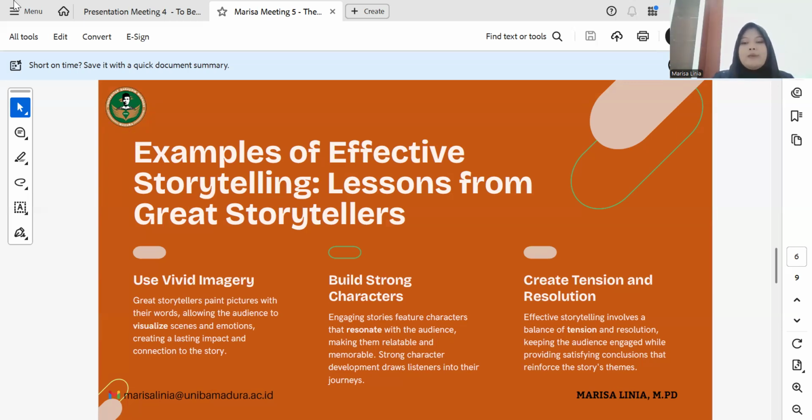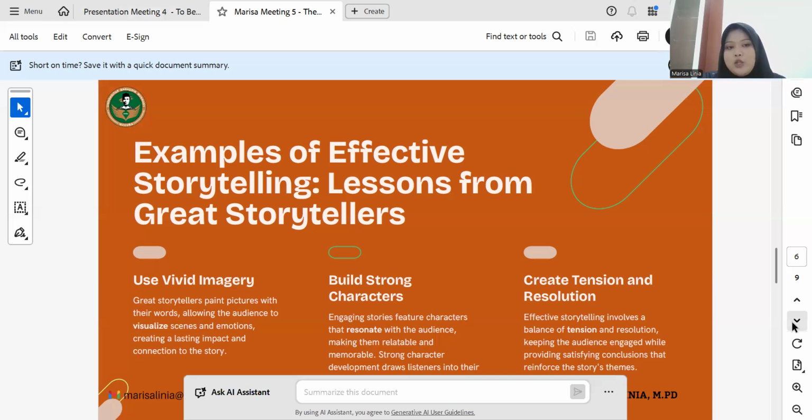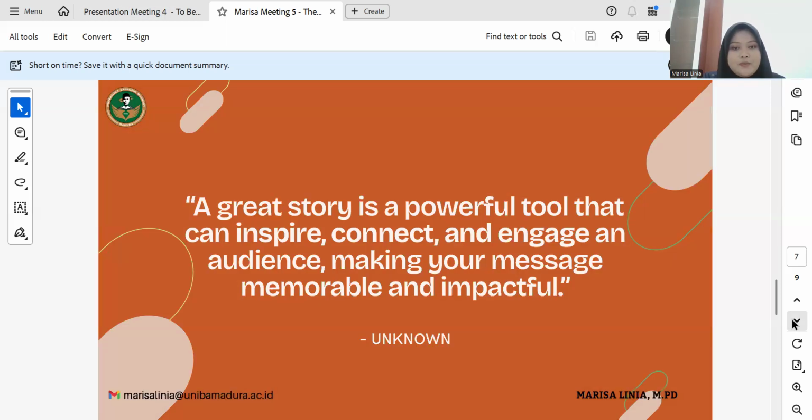The last one is about creating tension and resolution. Effective storytelling involves a balance of tension and resolution, keeping the audience engaged while providing a satisfying conclusion that responds to the story's tension. So this is the example, everyone, of effective storytelling. Okay, next, let's jump to the next slide.